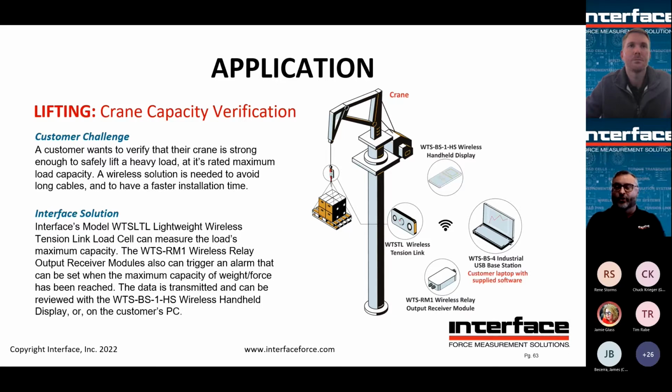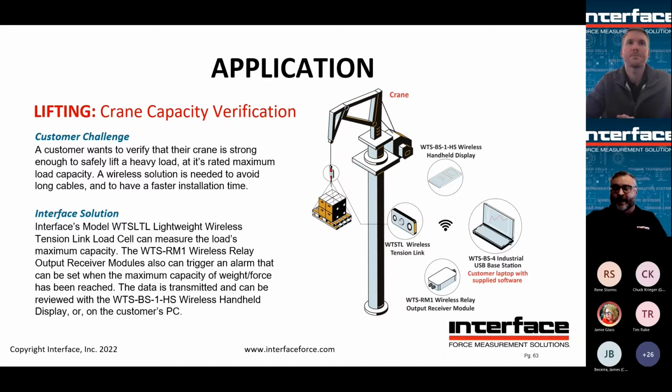So you don't have to have a known weight. You just lift up something, as it shows, a pallet with some boxes on it. And you can then compare the reading from the tension link to the instrumentation that's actually attached to the crane, for example, and use it to verify the system. Again, any number of types of instrumentation could be used with that.